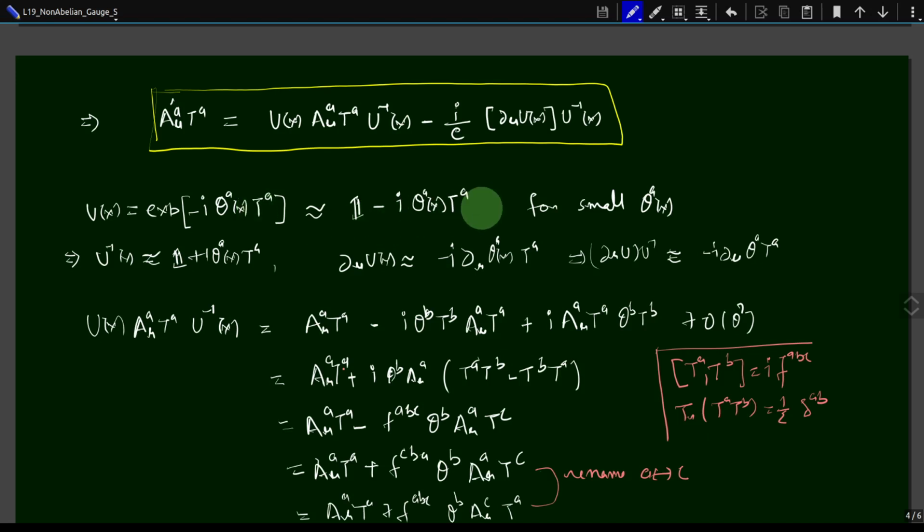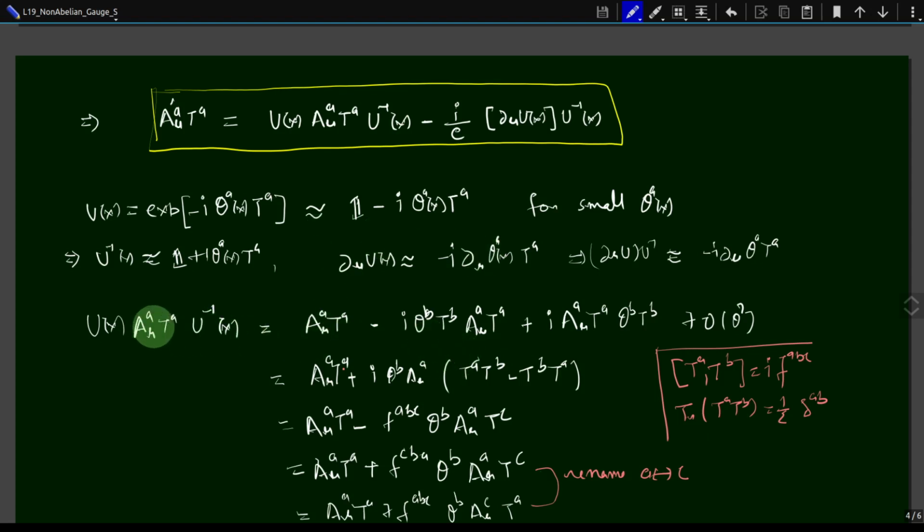So I do this infinitesimal theta case, I do the expansion, U inverse or U dagger would be like this, and then del mu of U would just be the minus del mu theta of x T^a. Okay, and del mu of U times U inverse will be just the same as del mu U, because U inverse up to order theta, second order in theta I'm not writing. Okay, and then U A U inverse can be written up to this order here.